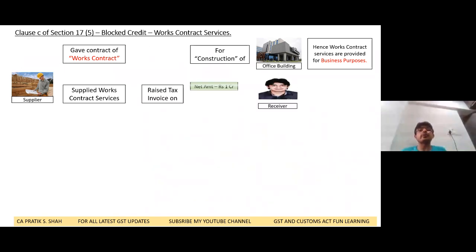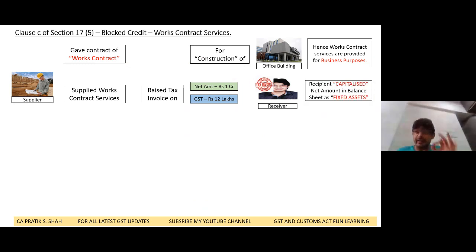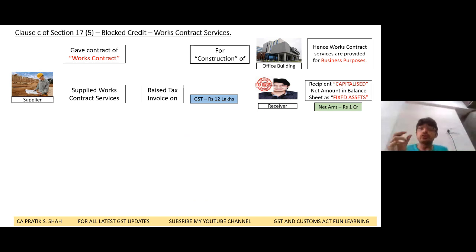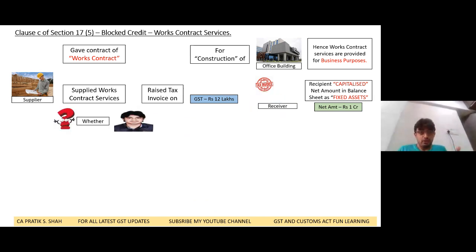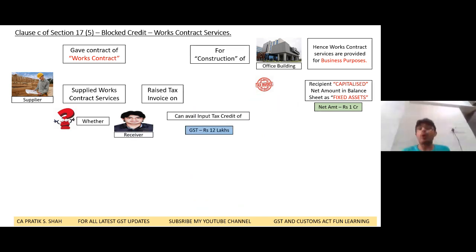You raised a tax invoice on me, say of net amount 1 crore, and you charge GST of 12 lakh. See this, this is the invoice. I paid GST of 12 lakh. Now I have capitalized 1 crore in my fixed asset. Obviously, you have constructed a building, so it is a capital asset. So this 1 crore, excluding GST, in my balance sheet, I'm going to take depreciation. With the works contract service which I avail, can I take the ITC of this 12 lakh or not?